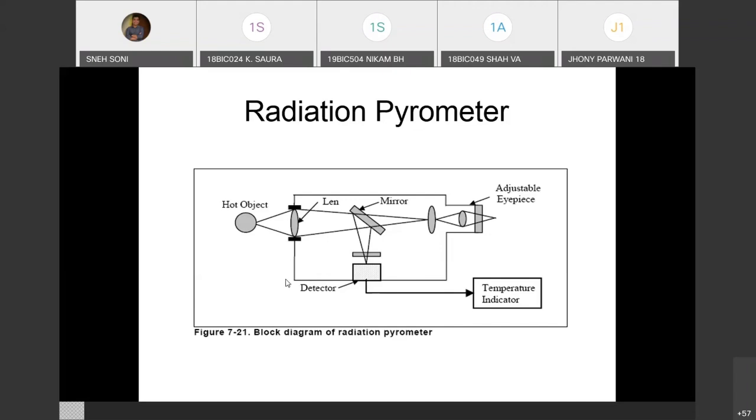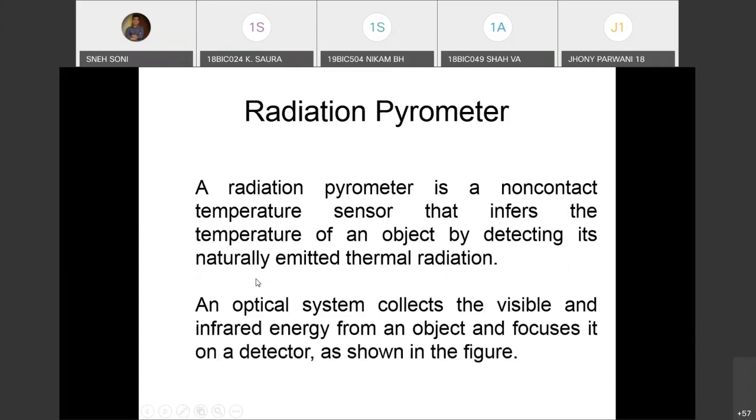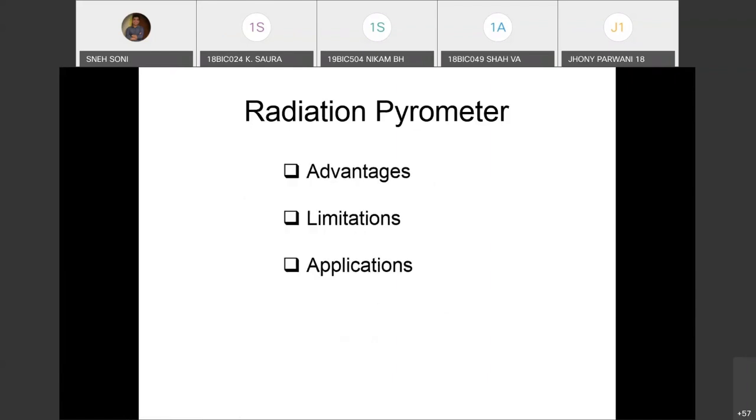So this is one of the basic structures. यहाँ पे our objective is to just detect the radiation coming from the hot body, and then we can convert it to the corresponding temperature, right? So that is our main understanding here. Fine. So radiation pyrometer जो है, we can discuss its advantages, its limitations, and its applications, right?